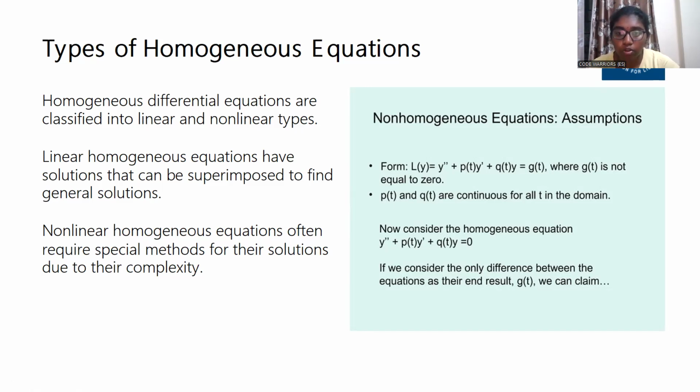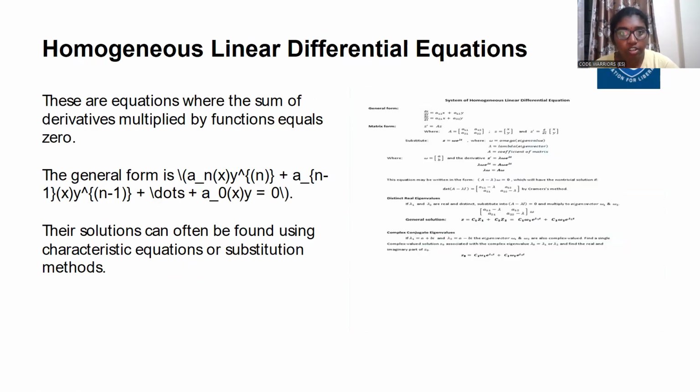Now consider the homogeneous equation y double dash plus p of t y dash plus q of t y is equal to 0. If we consider the only difference between the equations to be g of t, we can claim a homogeneous linear differential equation. So these are equations where the sum of derivatives multiplied by the functions equals 0. Their solutions can often be found using the characteristic equation or substitution methods.